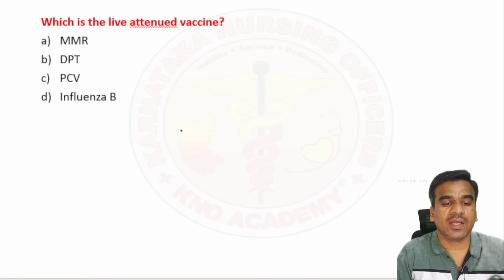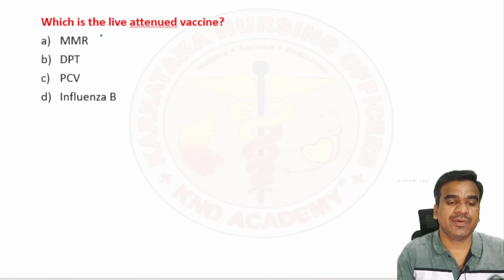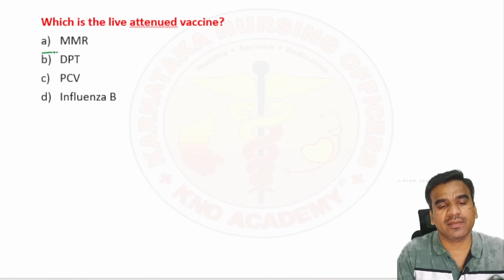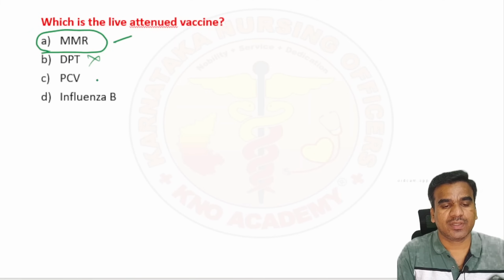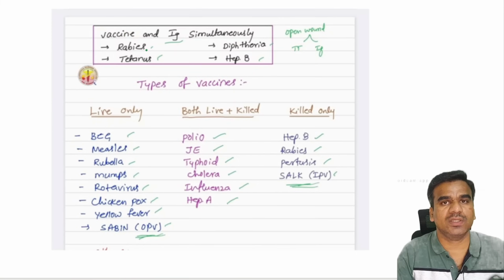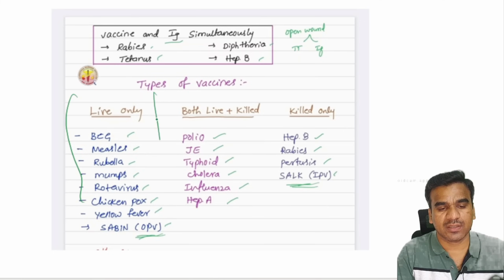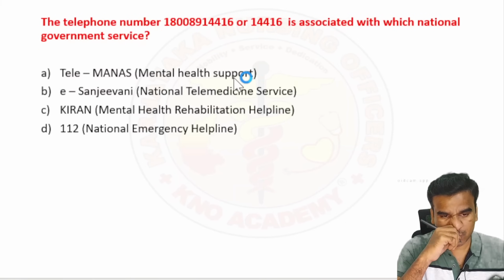Then, which is the live attenuated vaccine? Live attenuated vaccine, blindly we can write this: that is the MMR. Okay, MMR is the right answer. Not DPT, not PCV, not influenza. This also we have given in the notes in the KNO Academy groups. This class is uploaded in the KNO Academy app. So the live vaccines we can see here: measles, mumps, and rubella. Then we'll move on to the next question.